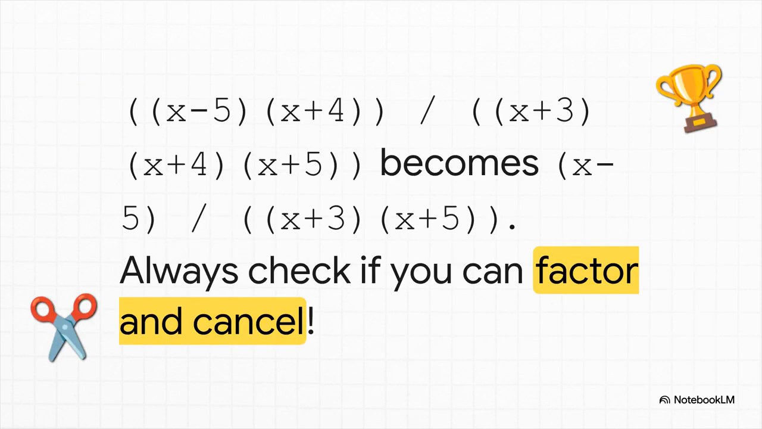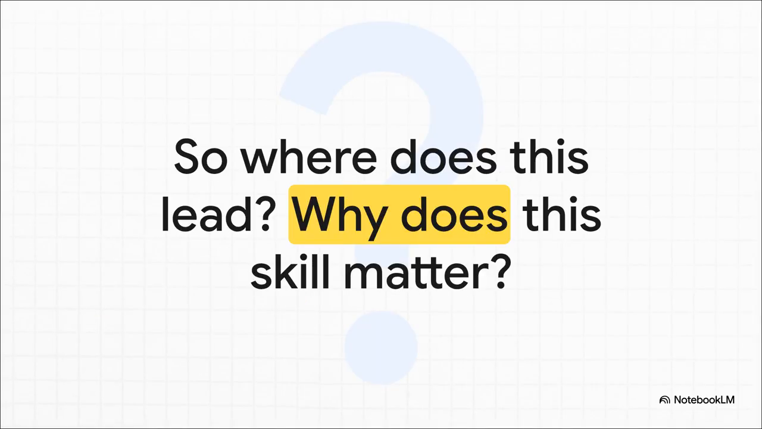Can we factor that new numerator? x squared minus x minus 20? Yes, we can! It factors to x minus 5 times x plus 4. And this is the magic moment. The x plus 4 on top cancels with the x plus 4 on the bottom, leaving us with our final, clean, simplified answer. So that's the process.